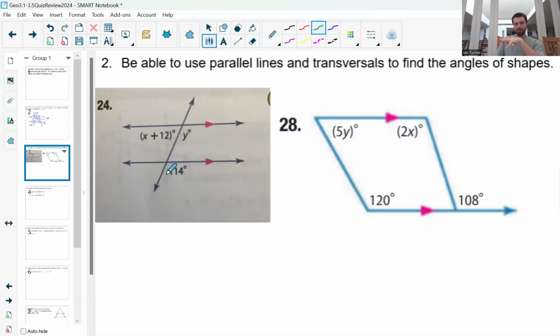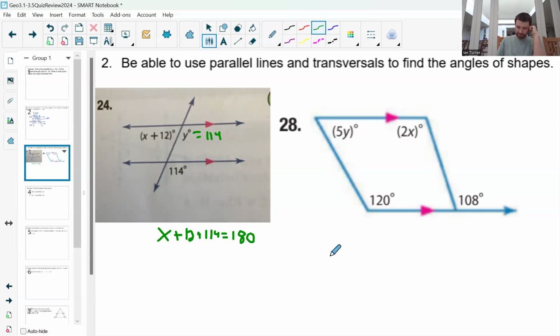Okay, so again, we've got parallel lines. We know 1y and 114 are corresponding angles, so we're going to go ahead and say y is equal to 114. And then we know these are a linear pair, so we can do x plus 12 plus 114 equals 180.